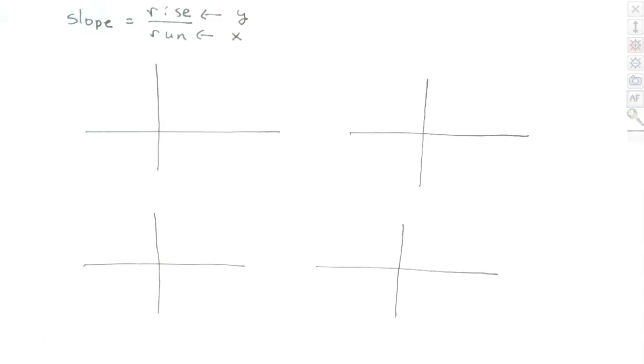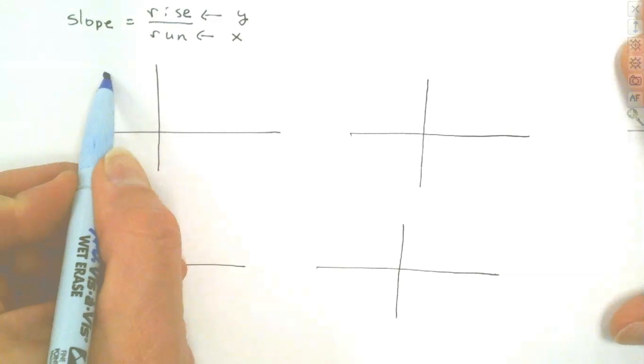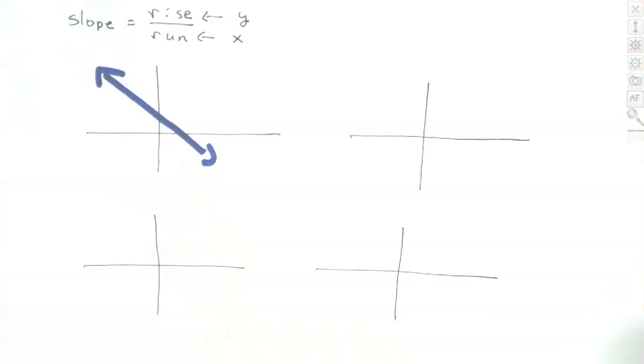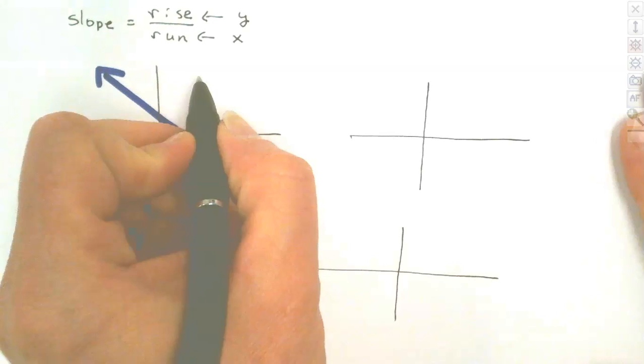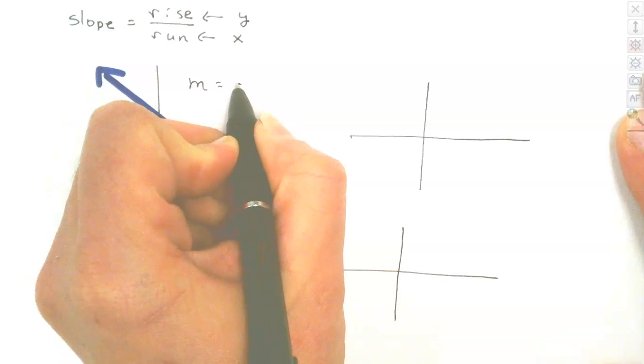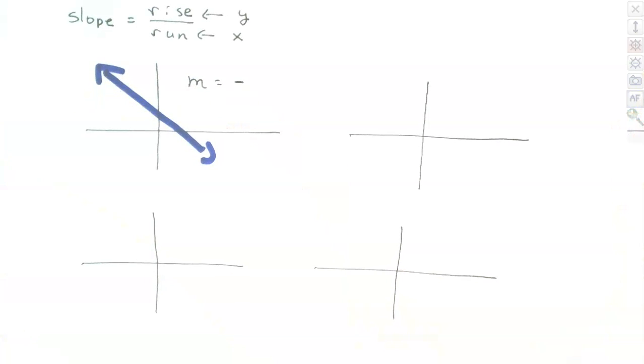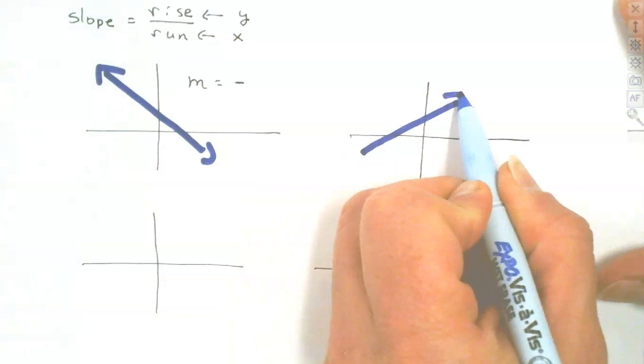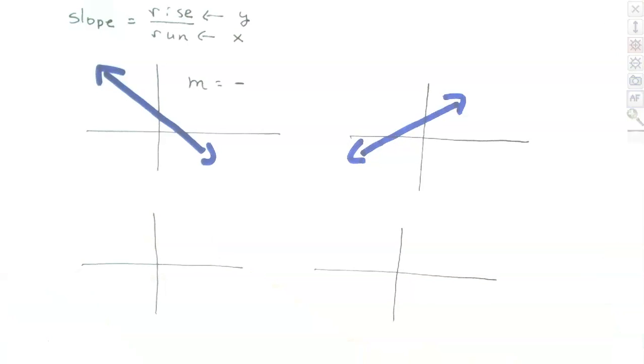The first one is going down from left to right. And if it's going down from left to right, then that means my slope is negative. It's just like looking at a graph of a stock. If the line's going down, it's decreasing, and it has a negative slope. If it's going up from left to right, like this one here, then that means my slope is positive.